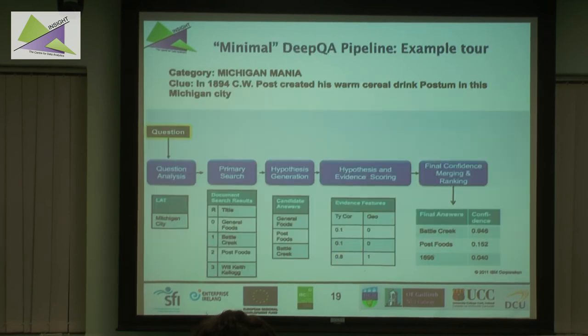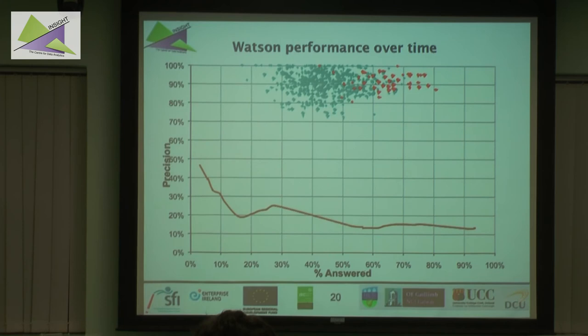So this is showing you, over time, how they developed this system and its performance. Here you can see some dots, green and red. This is the real human performance in previous Jeopardy games. The green dots are the average human winners.